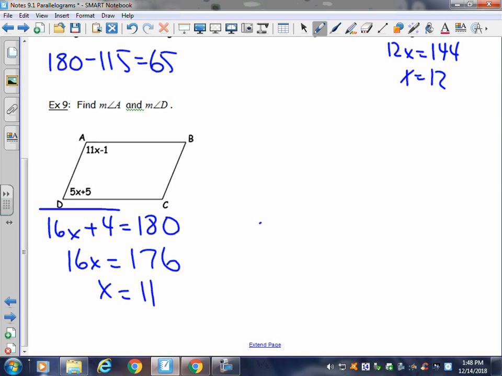Now, is that what they asked for? No, they asked for plugging 11 back in. So 11 times 11 minus 1 is 120, because that's 121 minus 1. So that makes this one 60. Well, 5 times 11 is 55, plus 5 is 60.